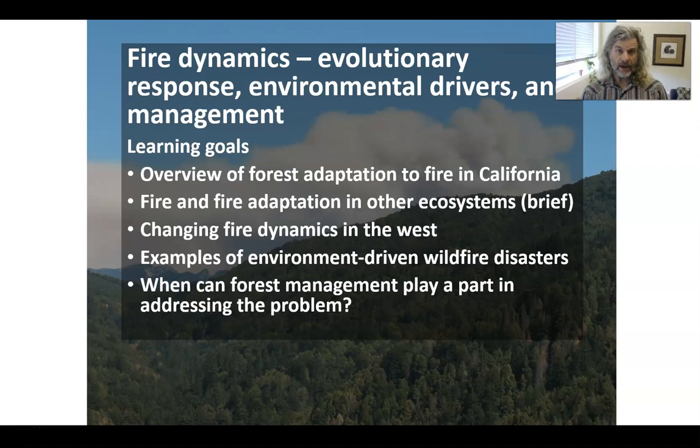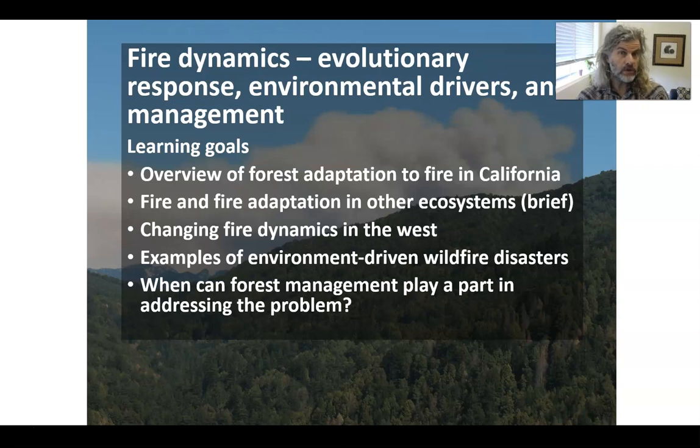This is a very satisfying part of our course. It's satisfying because it's addressing an issue that is on the forefront of most people's minds who live in coastal California. And that's the issue of fire in forests and its role in influencing their structure and how we can adjust management to address that.